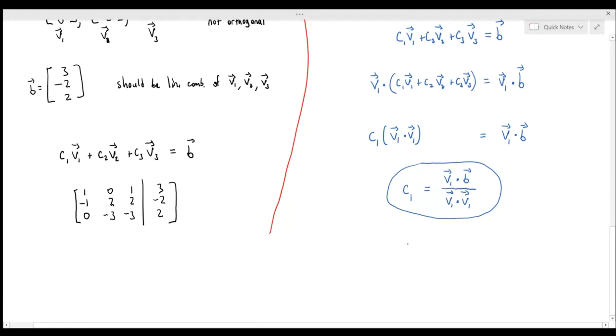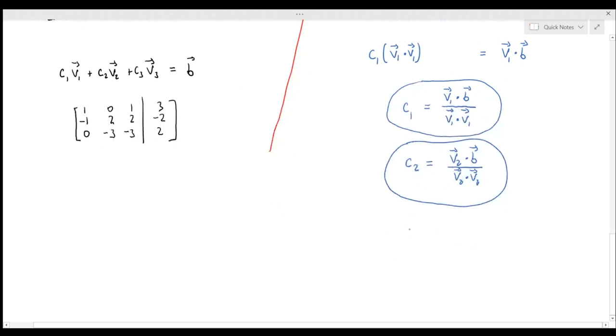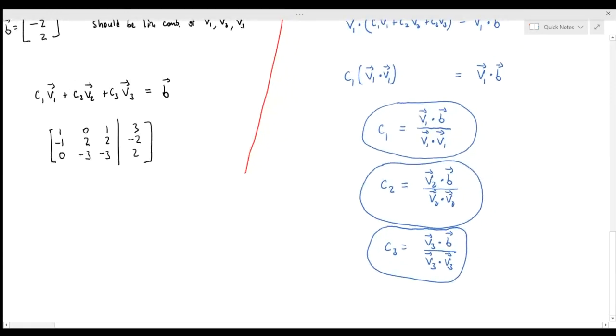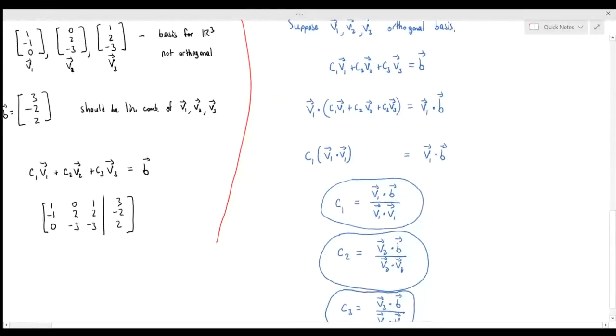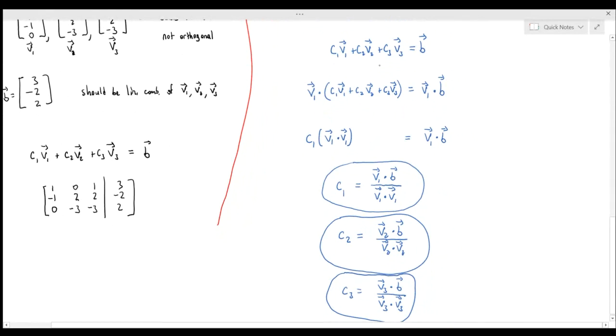And you can do the same thing. If you dot both sides of the original equation by v2, you would find this formula for solving for C2. And likewise, C3 will turn out to equal v3 dot product with B over v3 dot product with itself. So that's interesting: when we have an orthogonal basis, we were able to solve for these coefficients without needing to solve a linear system of equations, as we would have to do if we had a non-orthogonal basis. That illustrates one of the advantages of having an orthogonal basis.